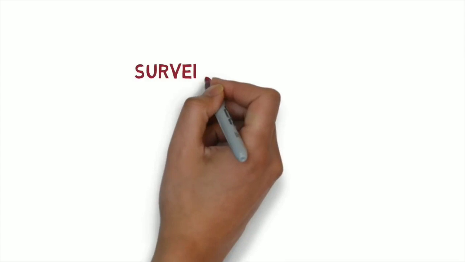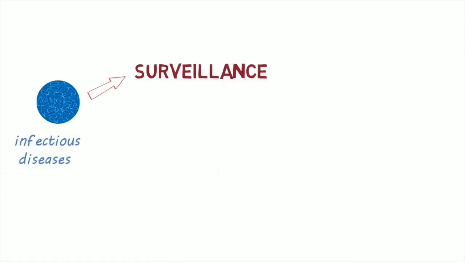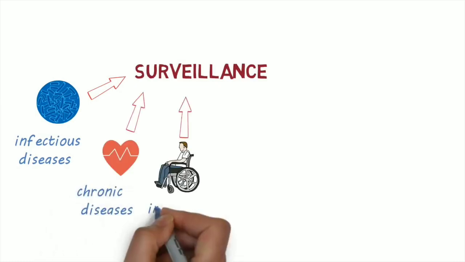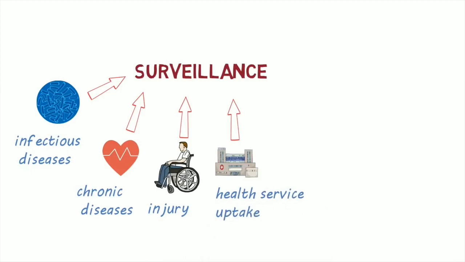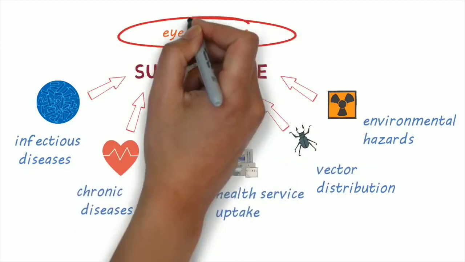Historically, surveillance was mainly used to monitor infectious diseases. However, it can be used to monitor any health-related event, such as chronic diseases, injury, health services uptake, vector distribution, or environmental hazards. Surveillance can be thought of as the eyes and ears of public health.